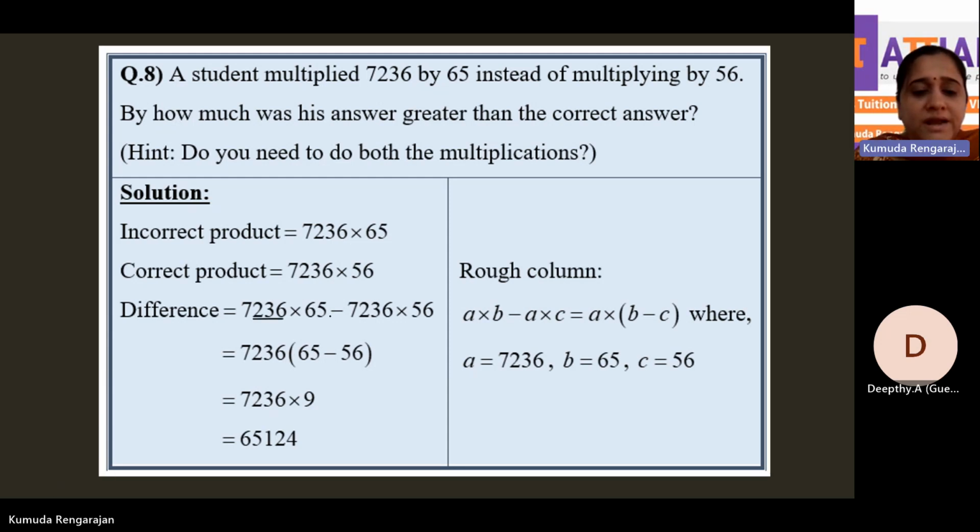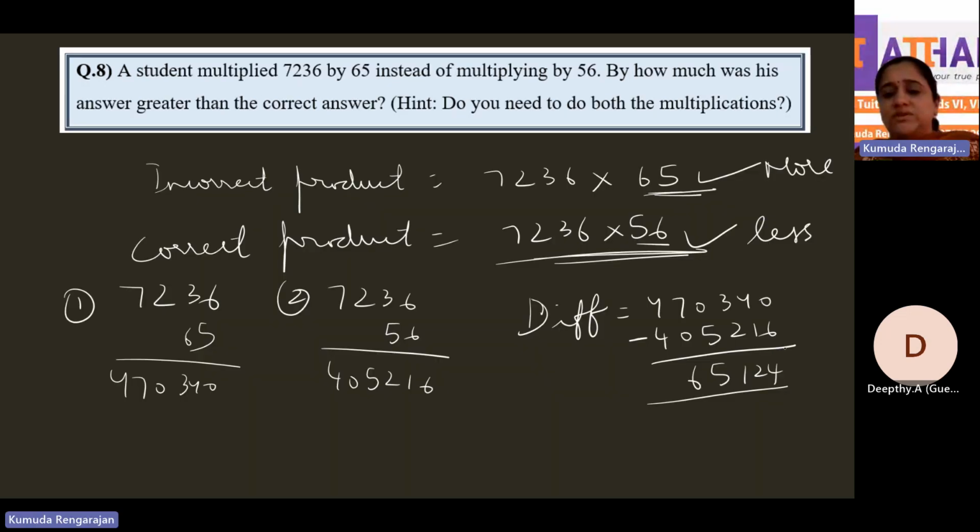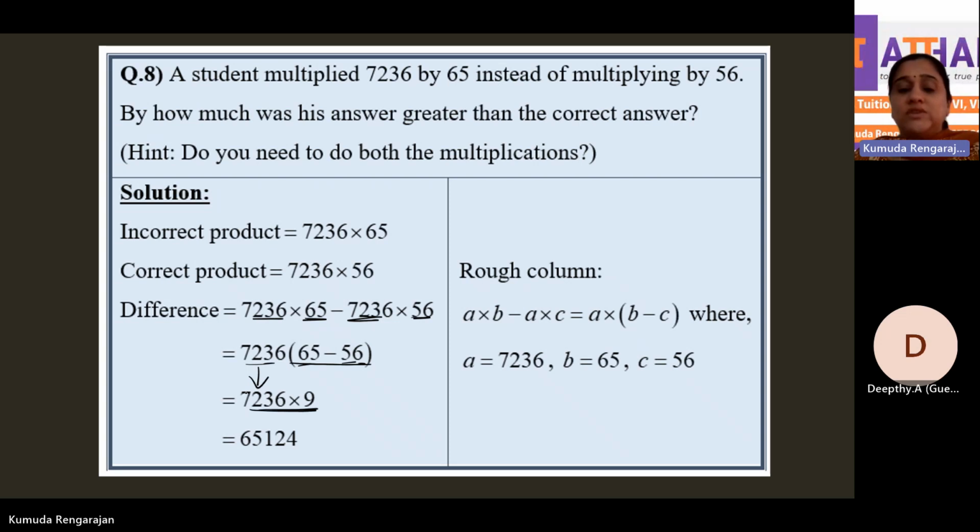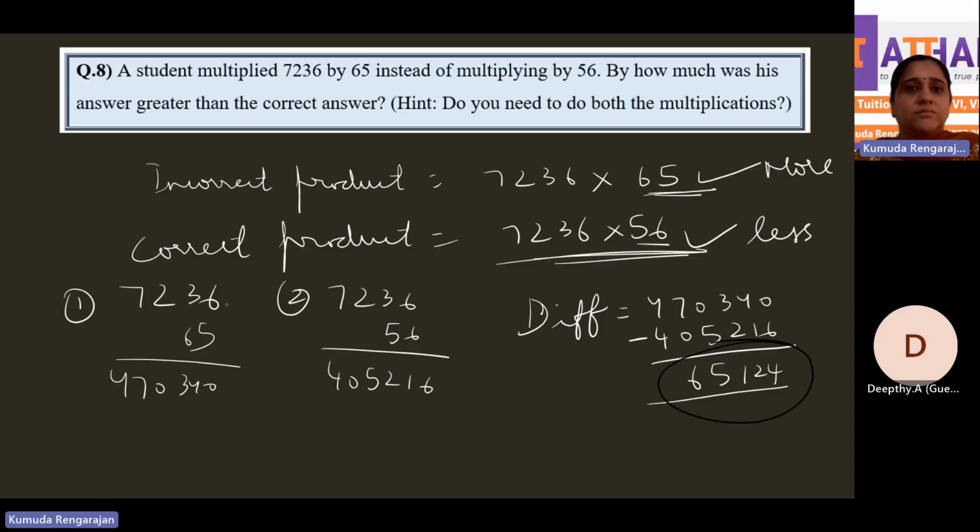So write this. This is A into B minus C, 65 minus 56. Now this number will come down as it is. 65 minus 56 is 9. And now multiply this one with 9. And you get 65,124, and that's the difference here. So this you are able to find without actually finding the two products.